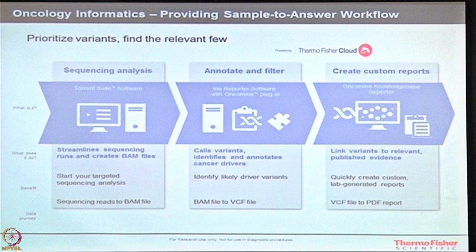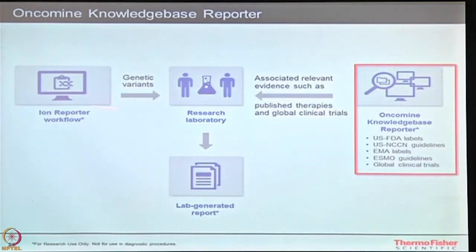So once you push this data to the Oncomine Knowledge Reporter, it will look for this driver information, correlate it with the different drugs available, and then look into the clinical trials that have already happened. Okay, so if I take it further, you have Ion Reporter coming into play, you have genetic variants, and you have a knowledge base reporter which has different guidelines, information regarding your drugs, and information regarding your clinical trials. You correlate them and finally generate a report for it. Okay, and this would be very helpful when you are trying to give a drug to a particular patient, right? It would be very quick for you.